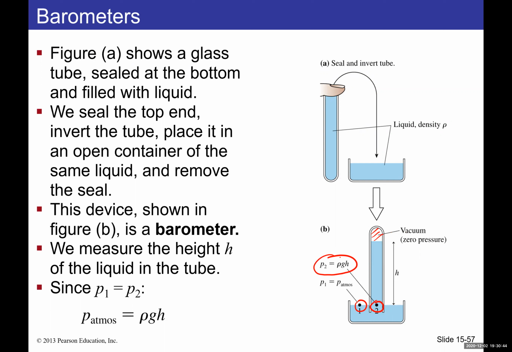The pressure at point 2 is just rho g h, and the pressure at point 1 is basically the atmospheric pressure. That means this allows us to measure the atmospheric pressure.